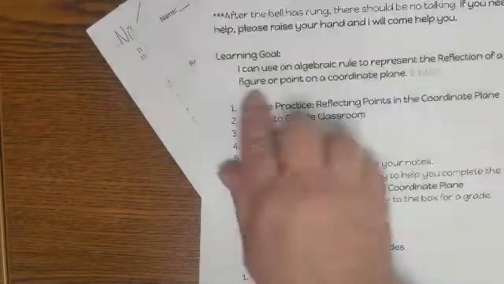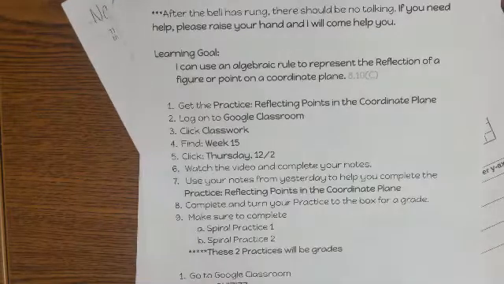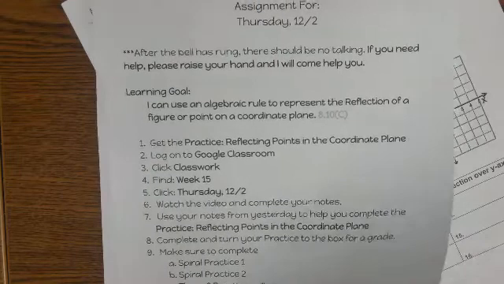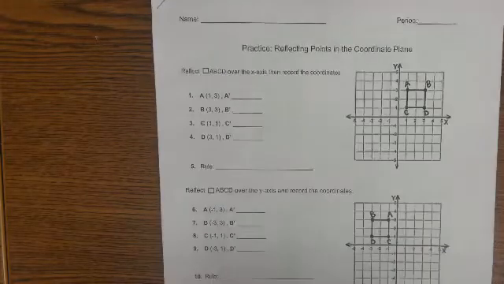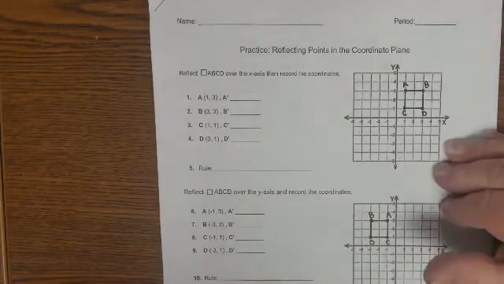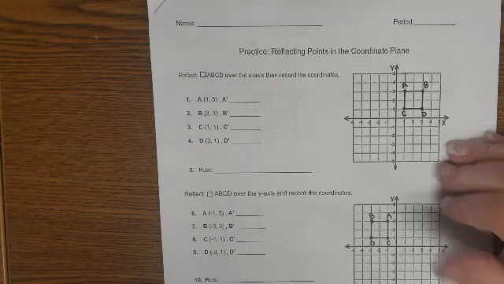Okay, today we are still working on I can use an algebraic rule to represent the reflection of a figure or point on a coordinate plane. All right, and I just want to go over some quick things. All right, this is your practice for today. All right, and you will be essentially reflecting and writing your information down.